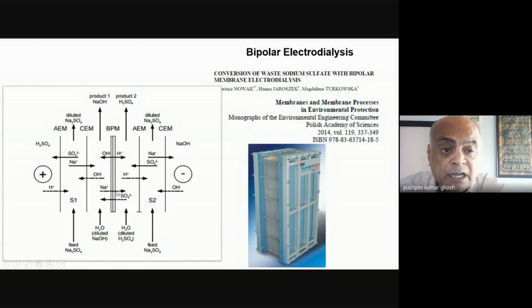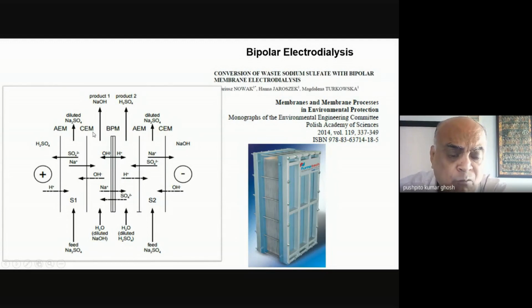What will happen here? Because it's an anion exchange membrane, my cation H plus, which I generated here, cannot pass through. So the H plus will just remain here. The sodium sulfate, which I put in, now the sulfate will tend to migrate towards the positive electrode, and this is an anion exchange membrane, so the sulfate can move through. So effectively, the H plus plus the sulfate over here will form sulfuric acid. So I can draw sulfuric acid from this particular compartment.